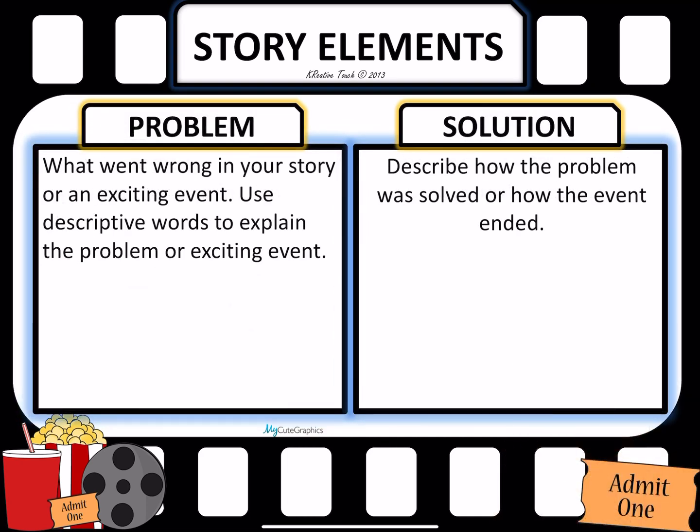A problem. So a problem is what went wrong in your story. Or if you choose not to have a problem, you can have an exciting event. So you would use descriptive words to explain the problem or exciting event. Okay, like I said, you do not have to have a problem. You could have an exciting event if you choose to do that. And a solution. So you need to describe how the problem was solved or how the exciting event ended. Okay?